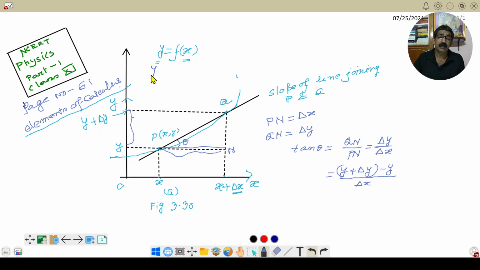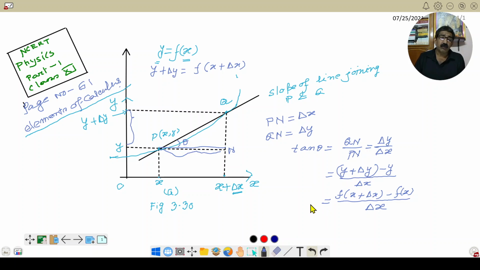Now y is equal to f(x). So y plus delta y is equal to f(x plus delta x). So this can be written as: slope is equal to delta y by delta x, equal to f(x plus delta x) minus, in place of y, f(x), the function of x, whole divided by delta x.